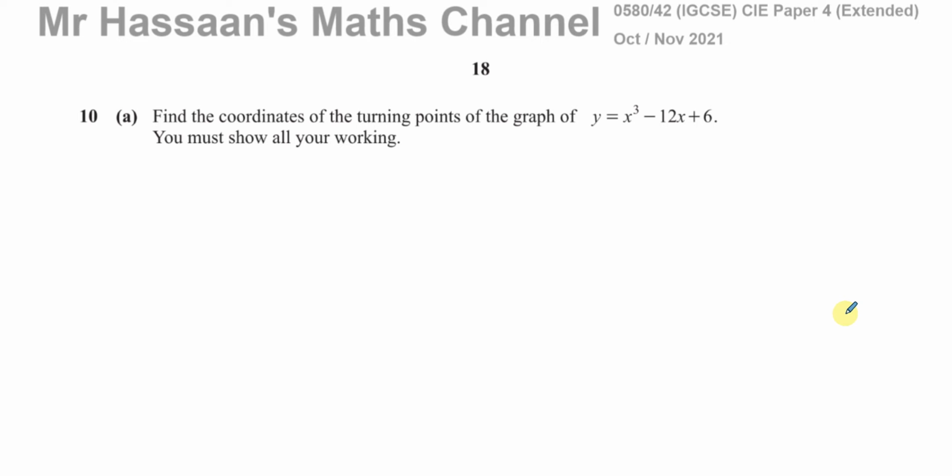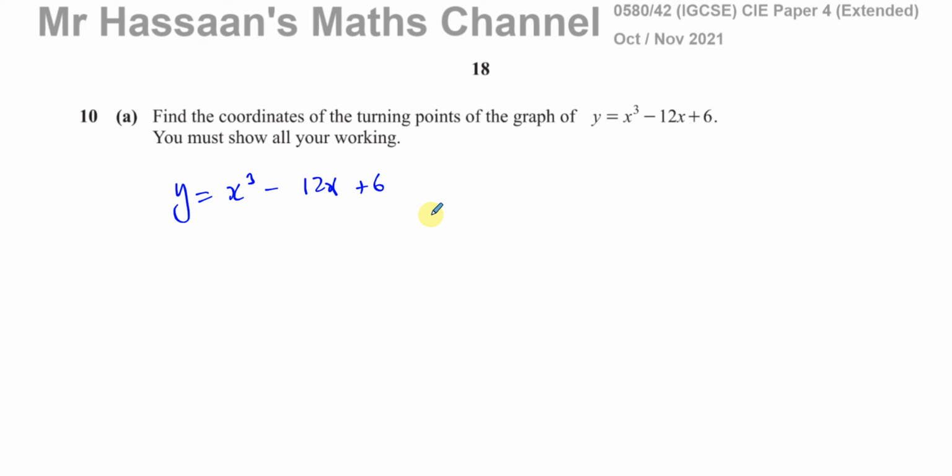And this question here is about turning points, which is one of the new parts of the syllabus since the 2020 exam. This is something that's new. Differentiation, which wasn't in the previous specifications. So it says find the coordinates of the turning points of the graph y equals x cubed minus 12x plus 6. You must show all your working.